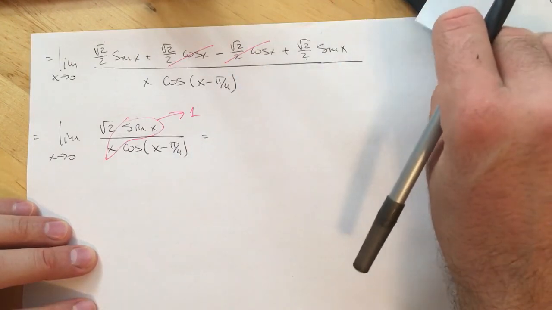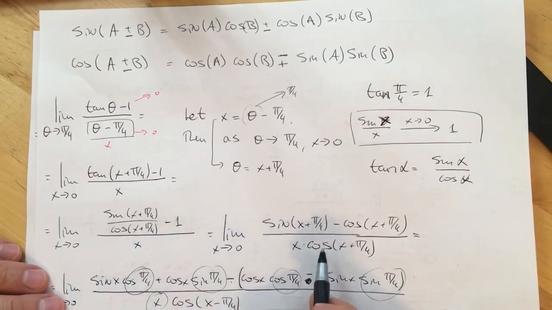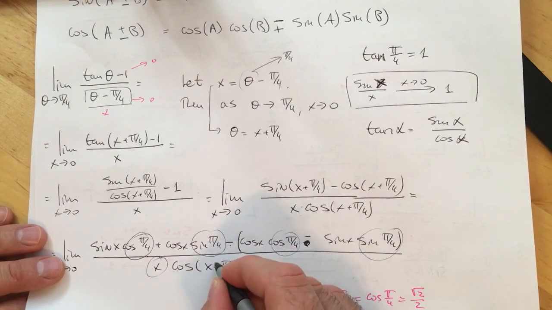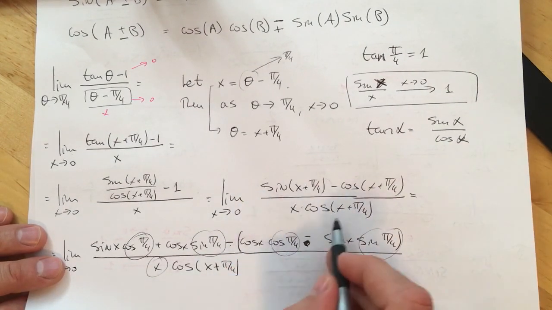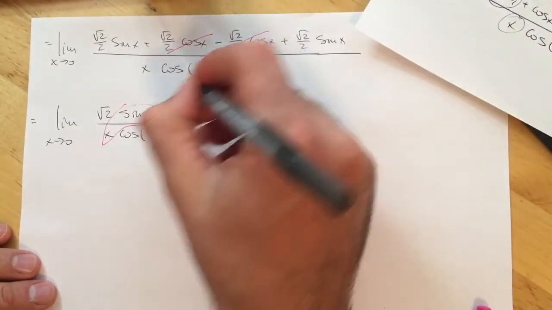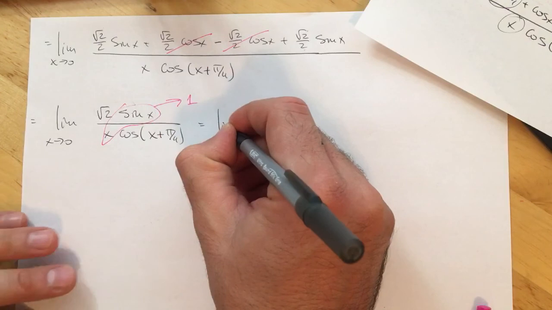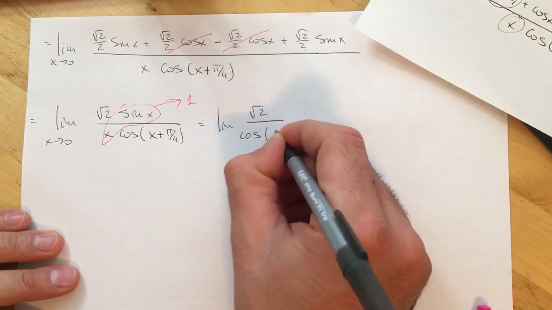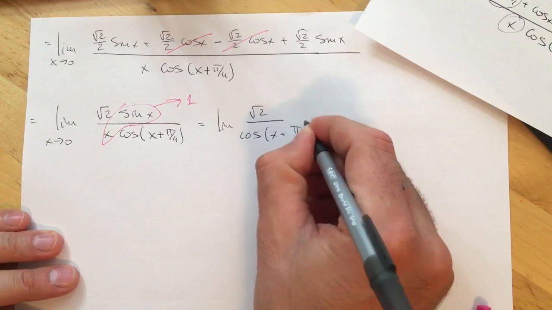Sorry, I made a mistake here. I invented this minus out of nowhere. So here it's plus cosine of x plus pi over 4, right? So here I changed the sign by mistake. Okay, so this is plus also. So here it's plus and here it's plus. So it's the limit of square root of 2 over cosine of x plus pi over 4.